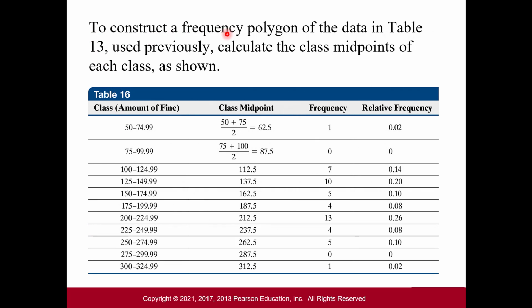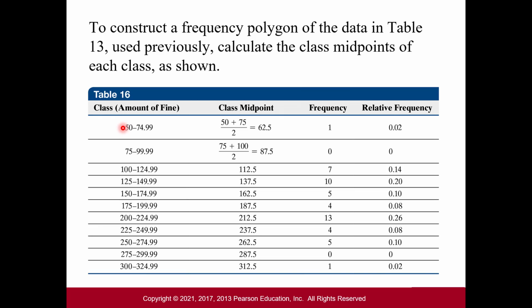We're going to construct a frequency polygon of data that we've used in the past, in a different example, and we're going to calculate the class midpoints and then construct this polygon. From another video, our data ranged from 65 to 300-something. Our class ranges were from 50, 75, and so on, a class width of 25, and we had 11 classes. So what we want to do first is find the midpoint.